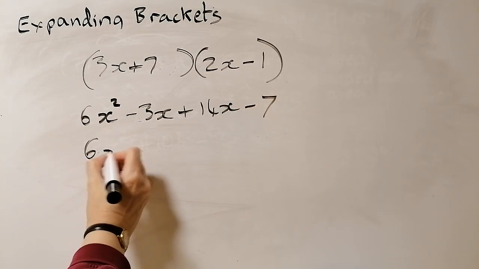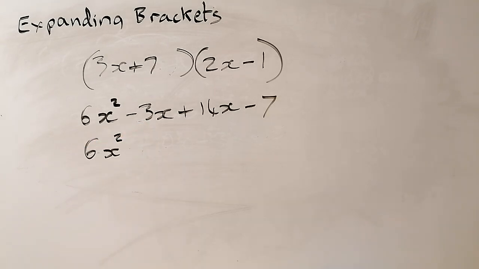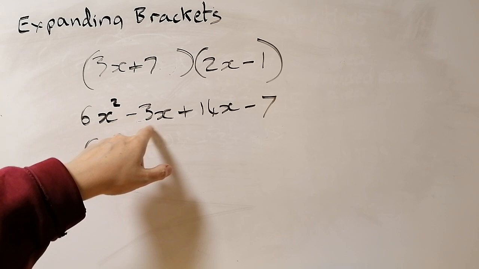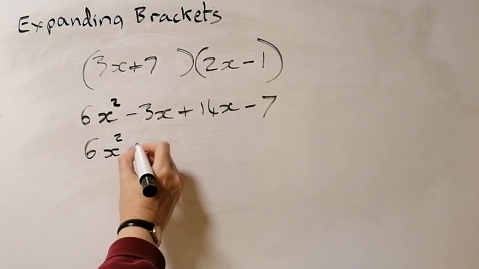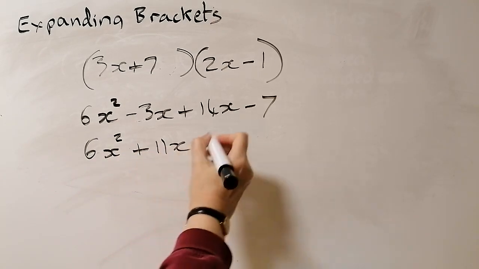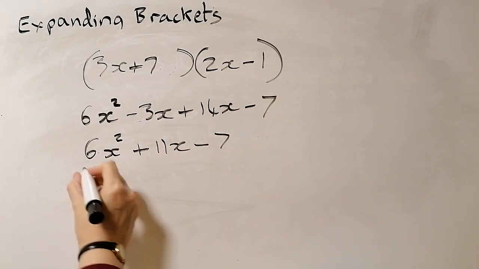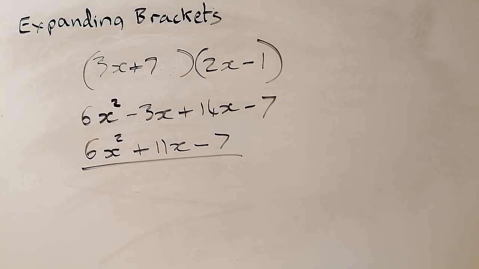So to simplify it, it's 6x squared. And then we've got minus 3x plus 14x. Remember, the minus belongs to the 3x. So it's like saying 14x minus 3x. And that gives us plus 11x. And we've got a number at the end, minus 7. Okay, so that's how we do it.